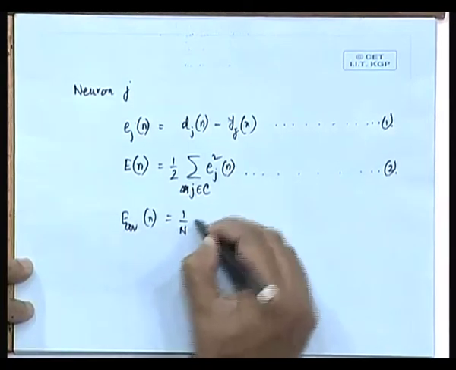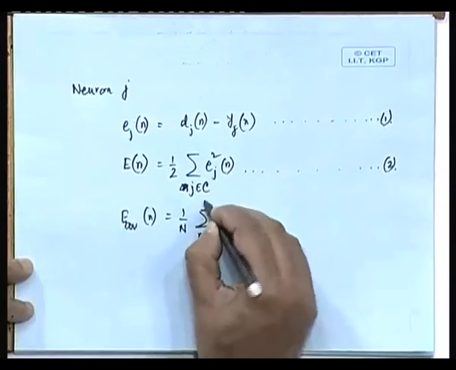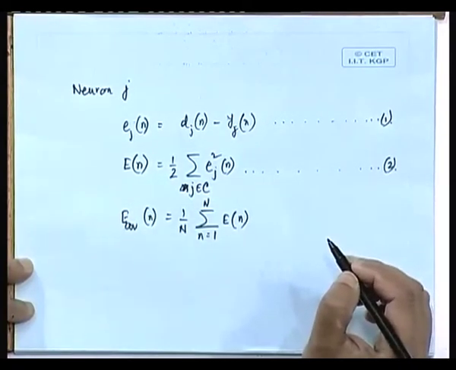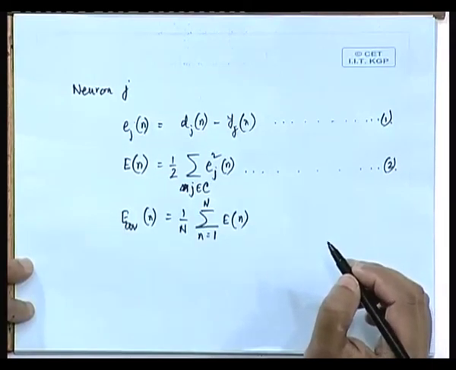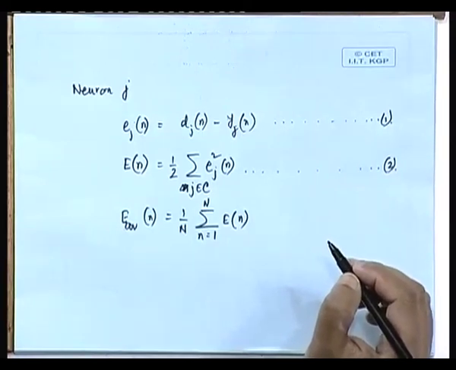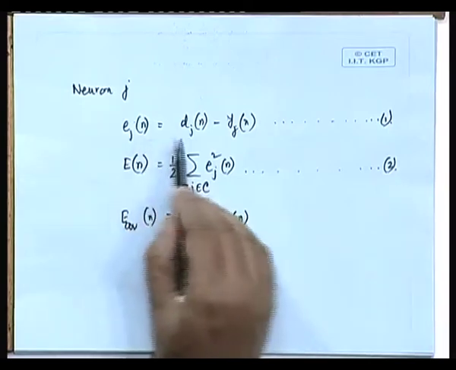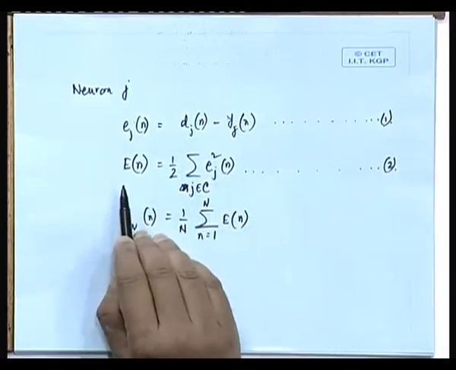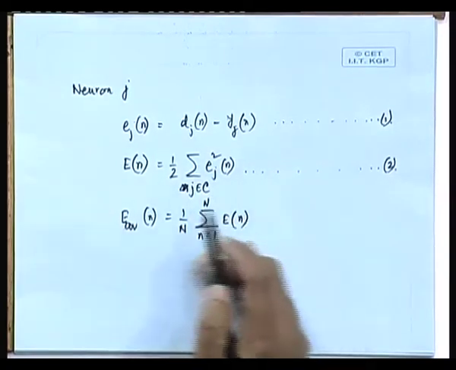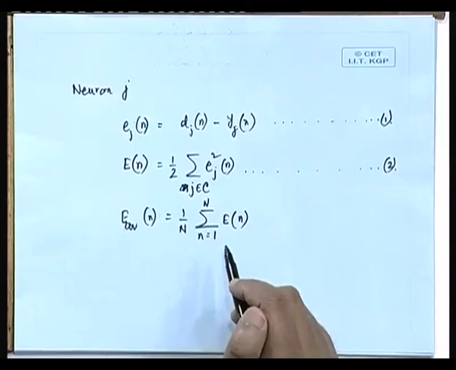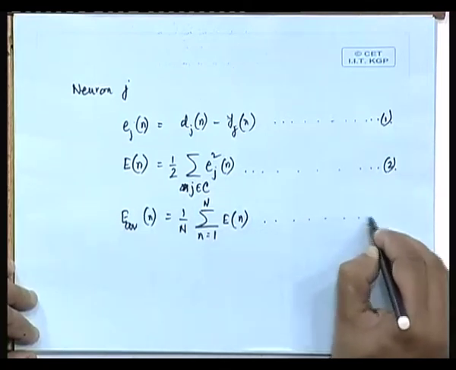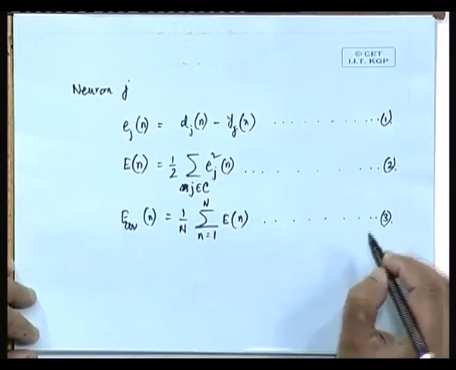to be 1 upon N, summation n equal to 1 to capital N of E(n), where capital N is the number of patterns that we are presenting, the total number of iterations. With every pattern presentation we have been calculating these e_j's, and consequently the E(n)'s will be calculated as the summation of all these squared terms, and E average will be the average over all these E(n)'s. So, this we call equation number 3, which is the average squared energy.